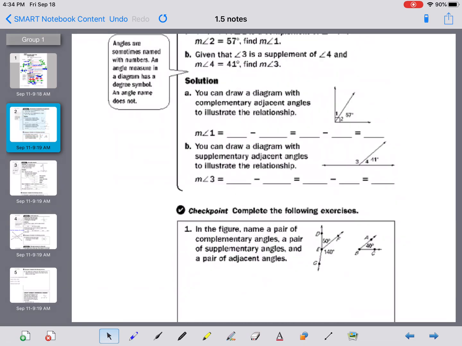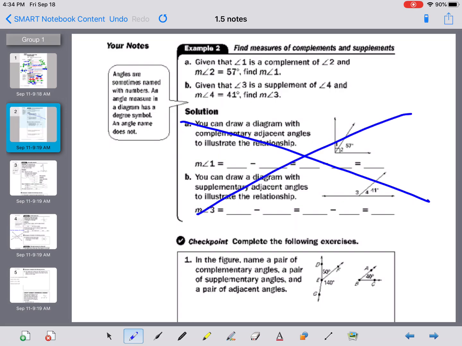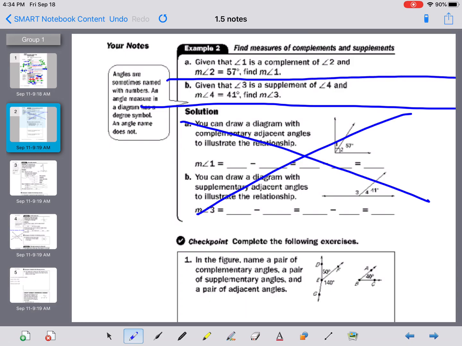Page 2. I'm going to tell you what, I think some of this is overkill on page 2. I'm going to just erase the work because I don't think I need it, okay? And on this question here, on A, it says angle 1 is complement of angle 2. Okay, as soon as I see the word complement, in my brain, I should have a number going off in my brain. What's that number? 90 degrees.